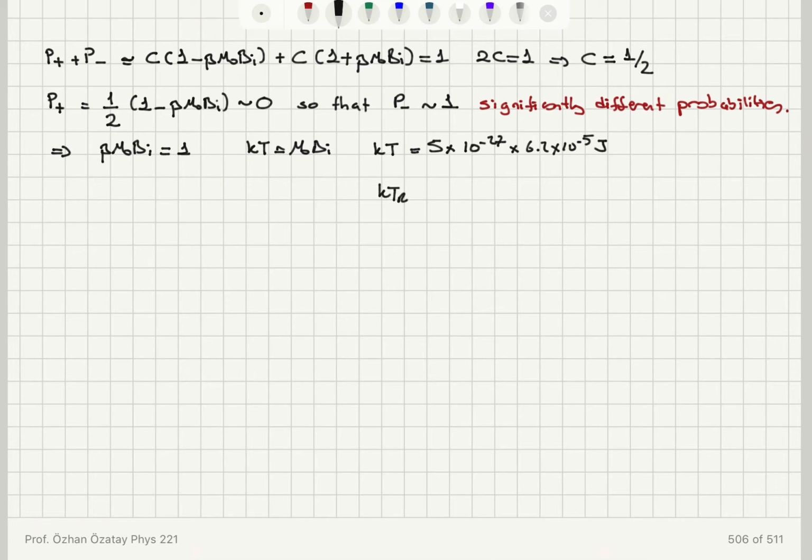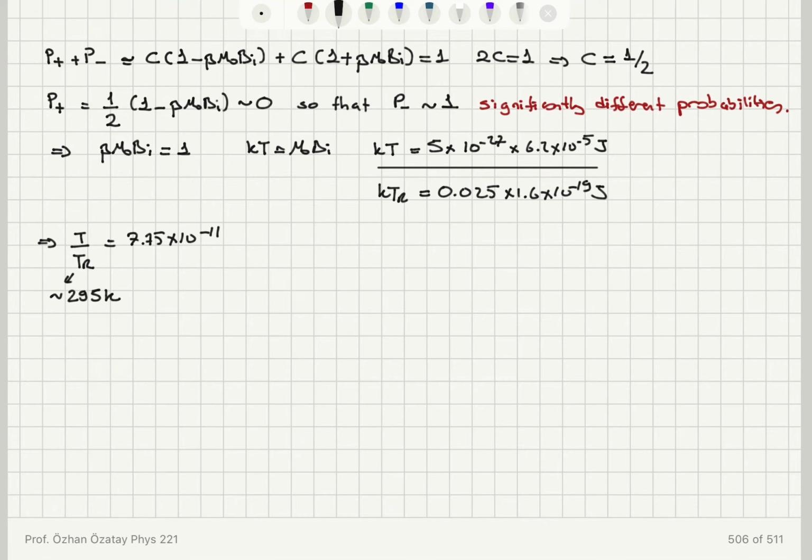And on the other hand, kT_R is 0.025 electron volts times 1.6 10 to minus 19 joules. If you take the ratio of these two, you can see that T divided by T_R is equal to 7.75 times 10 to minus 11, and room temperature is roughly 295 Kelvin, and with that I get a temperature of roughly 2.3 times 10 to minus 8 Kelvin.